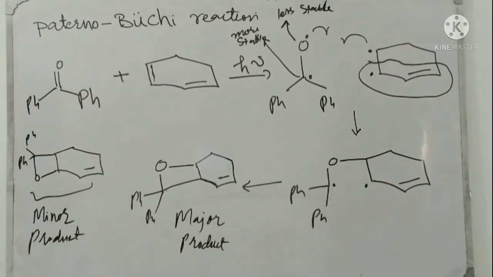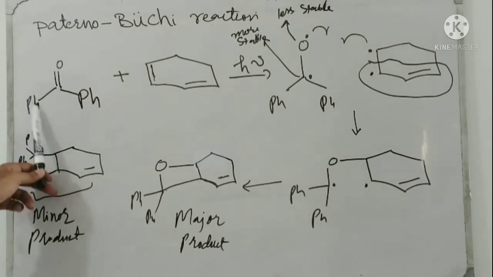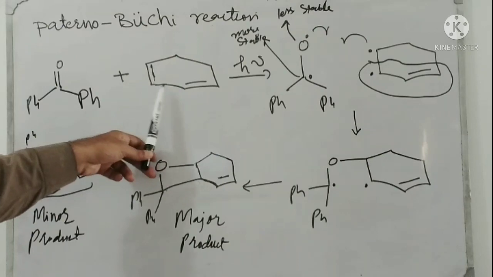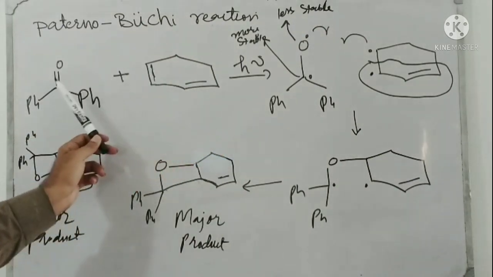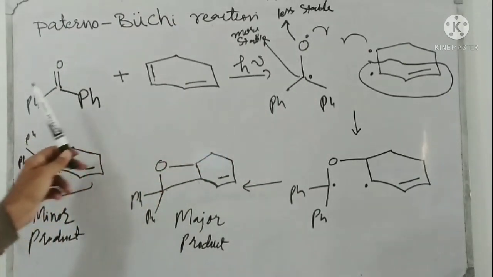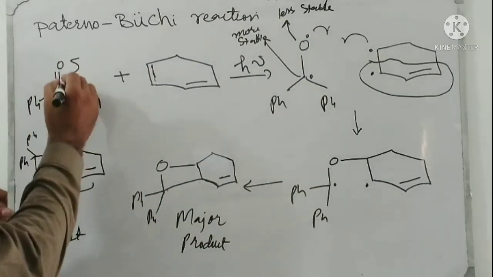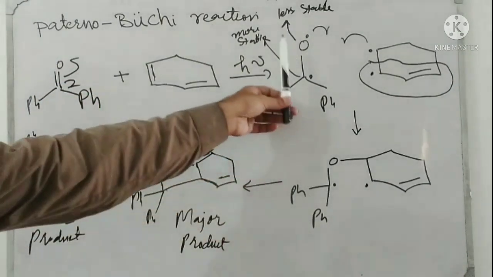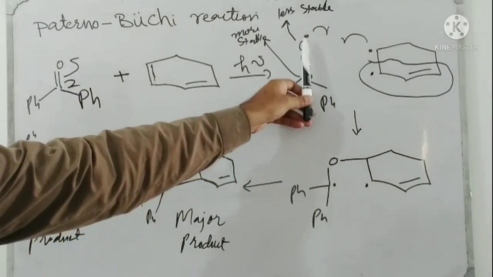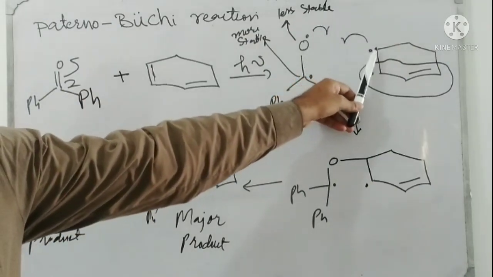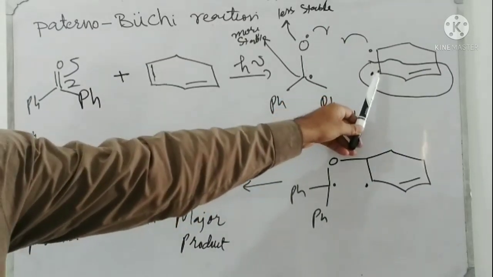So this is another example of the Paterno-Büchi reaction. Here we have the carbonyl compound in which two phenyl groups are attached, and this is cyclohexadiene. In the presence of light, they undergo excitation to form this radical on the carbonyl. If this undergoes homolytic cleavage, then we get a free radical on oxygen and a free radical on this carbon. So this oxygen radical can combine with this radical here on this carbon, or this radical can combine with this radical here.